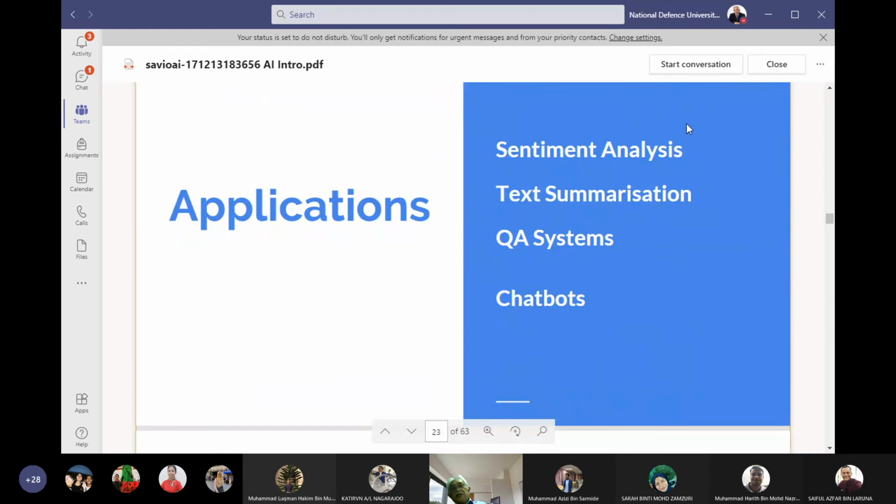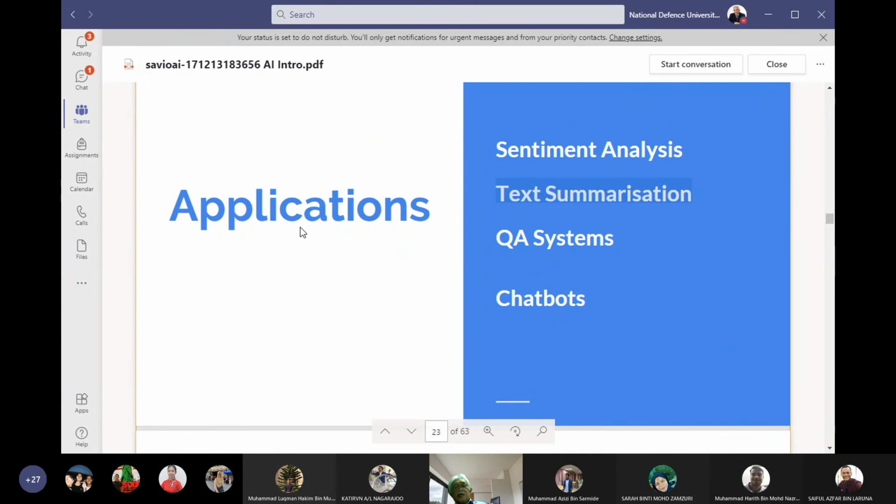Now, application, there are many applications, sentiment analysis. We have Pusat Keselamatan Cyber, we have lecturers who do sentiment analysis. Dr. Zuraini has a project on sentiment analysis. Dr. Sarifah at Pusat Keselamatan Cyber, text summarization, Dr. Hassan will be able to do that.